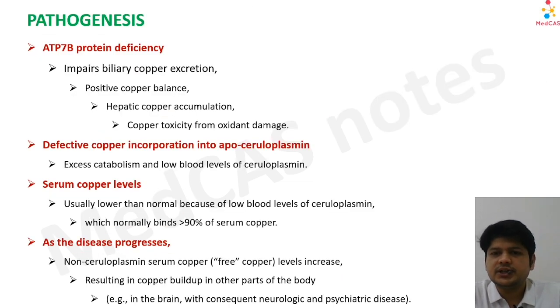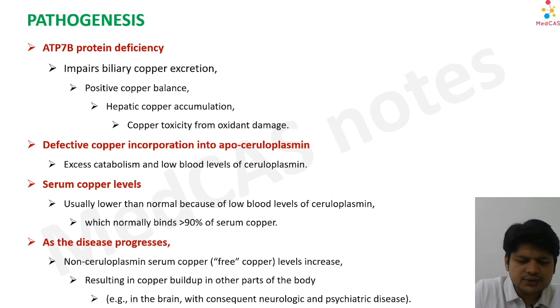Now see, there's a mutation and it is recessive, and someone has taught me very nicely, and it really helps me. Whenever there is a deficiency of something, the majority of cases are autosomal recessive. Okay, so autosomal recessive is mostly deficiency. When there is a gain of something, it is autosomal dominant or it may be autosomal recessive. But if something is deficient, 99% it is a recessive disorder.